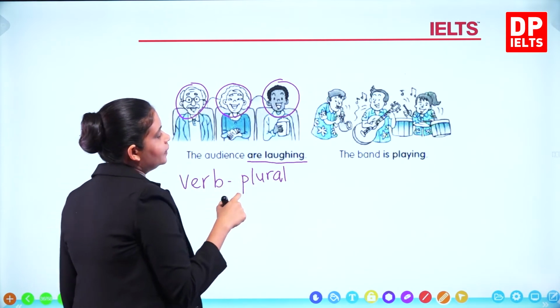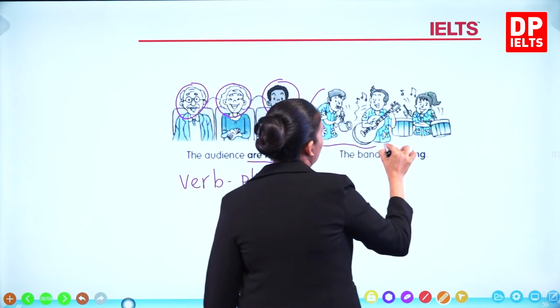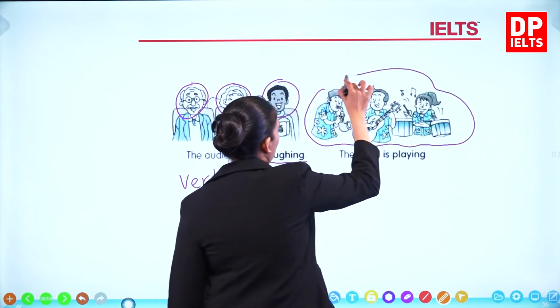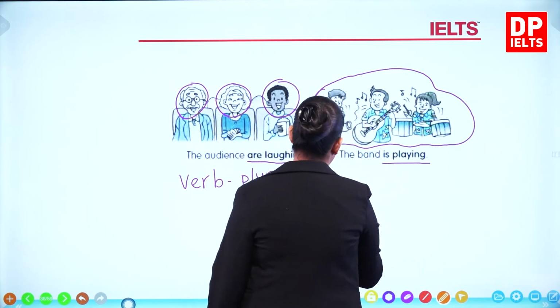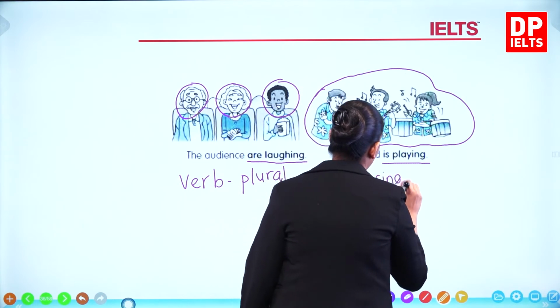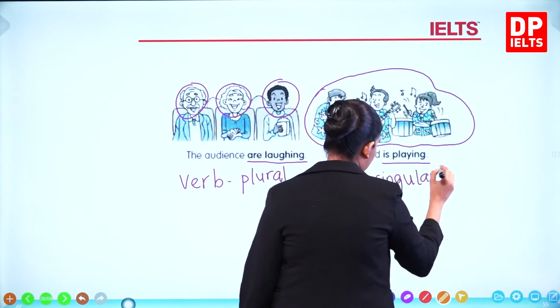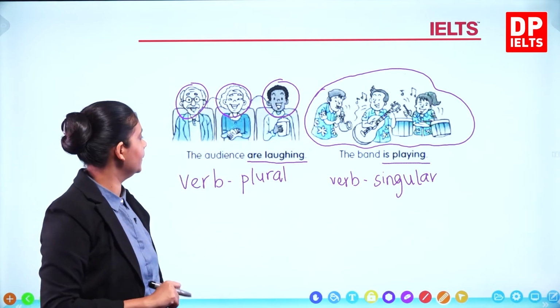Right? The band is playing. Is playing කියන්නේ මේගොල්ලෝ ඔක්කොම එක කොට්ටාශයක් හැටියට ගන්නවා නම් then the verb is singular. Right? Remember this. I'm going to explain this again.